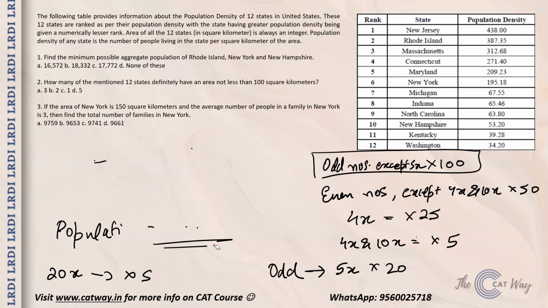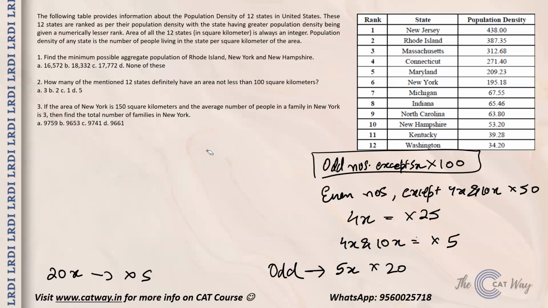So basically what you can see is that all the odd numbers except 5x will be multiplied by 100. Even numbers except 4x and 10x are multiplied by 50, 4x by 25, 4x and 10x by 5, odd multiples of 5x by 20, and if it is a multiple of 20, it is multiplied with 5.